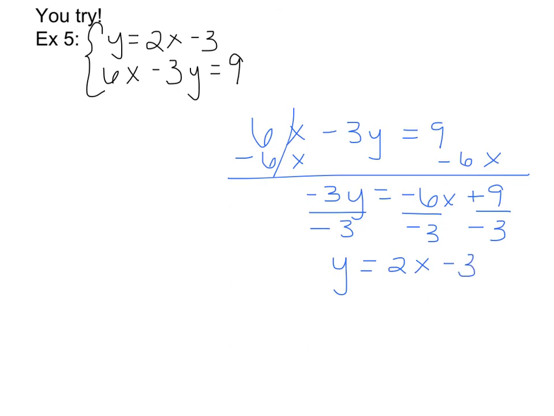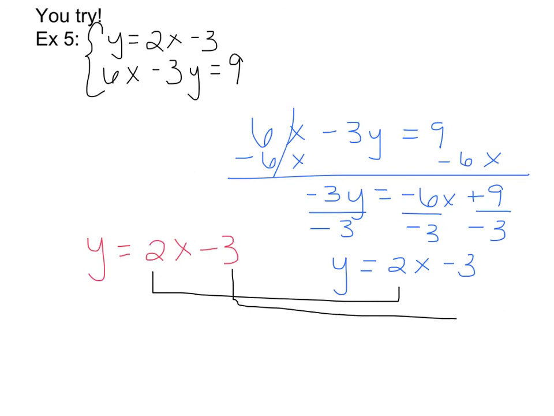And I'm just going to rewrite my first equation so that they're closer to each other and we can compare them. So let's compare their slopes. They're both 2. Now let's compare their y-intercepts. They are both -3. So I hope that you notice that these are the exact same line. They both equal 2x minus 3. So since they are the same line, this is a dependent system.